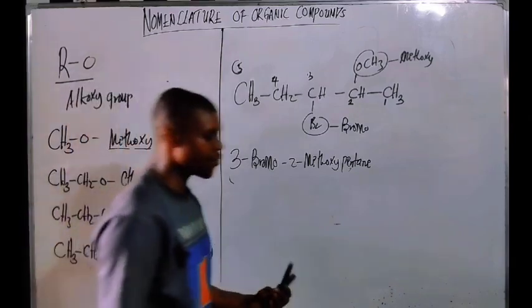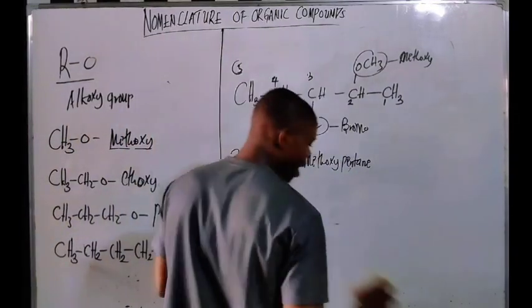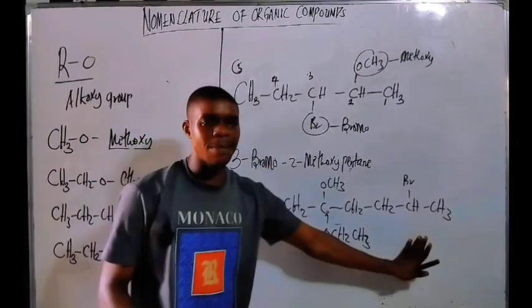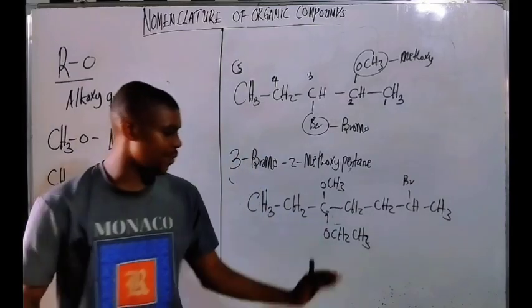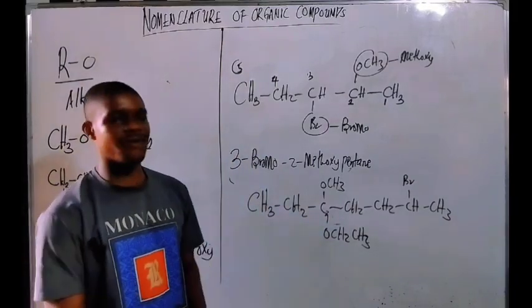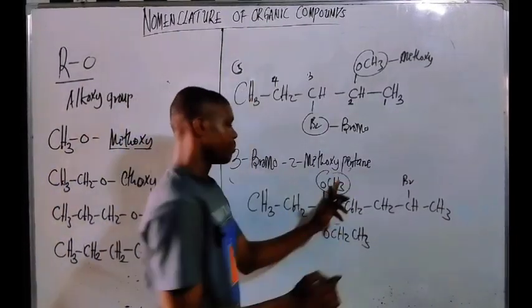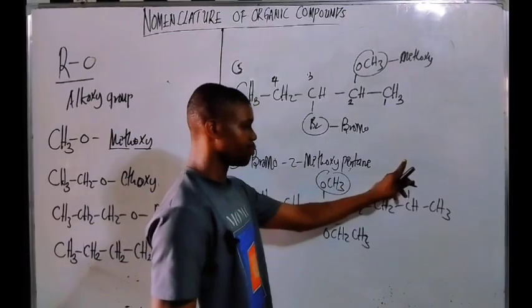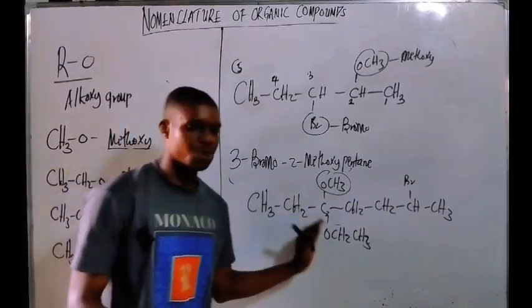It's not difficult. So now let me give you one to try. If for example here we have this one, go ahead and drop the name of this compound for me. I want to see how you can name this compound. Let me give you a hint: here we have methyl, and here we have bromo. So go ahead and name this one for me.